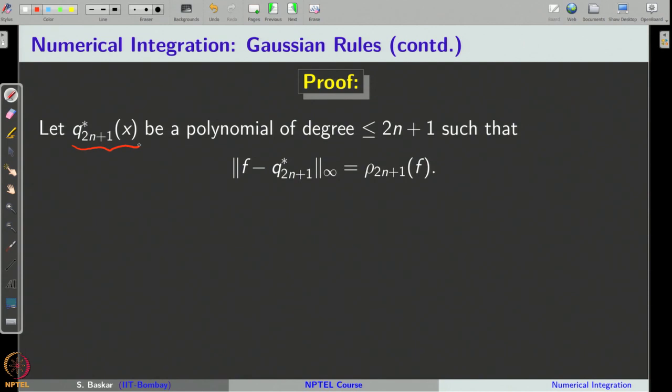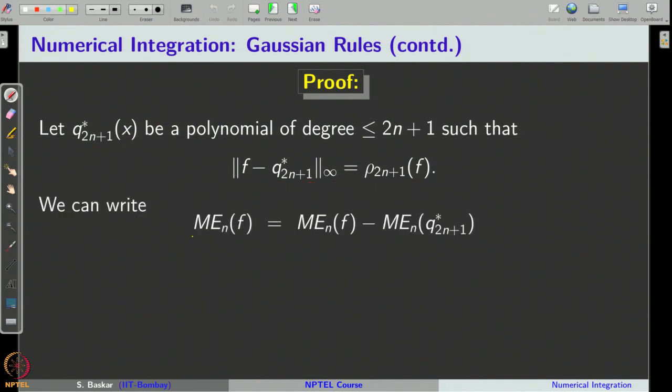It is a polynomial of degree less than or equal to 2n plus 1, right? Then rho 2n plus 1 of f is precisely equal to this, because the infimum of this is the definition of rho, and we are taking that infimum to be achieved at q star. Therefore, if you take the infinity norm of f minus q star, that will be exactly equal to this number, right? That is by definition.